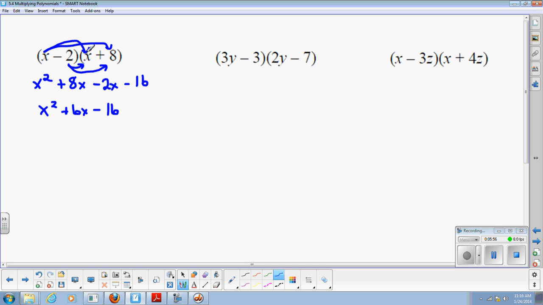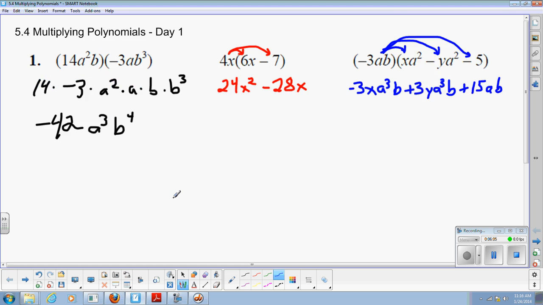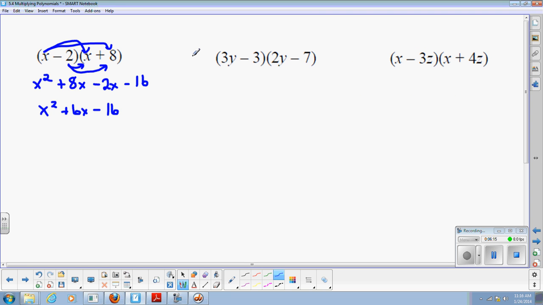So again, one of the ways we can do it is just distributing things out. I can take x times both terms on the inside, then I'll take negative 2 times both terms on the inside. And that was what I showed you actually a minute ago when I did a monomial times a trinomial or a monomial times a binomial. We just distribute this term to all the terms on the inside of the parentheses. So it's the same method I just showed you a minute ago.